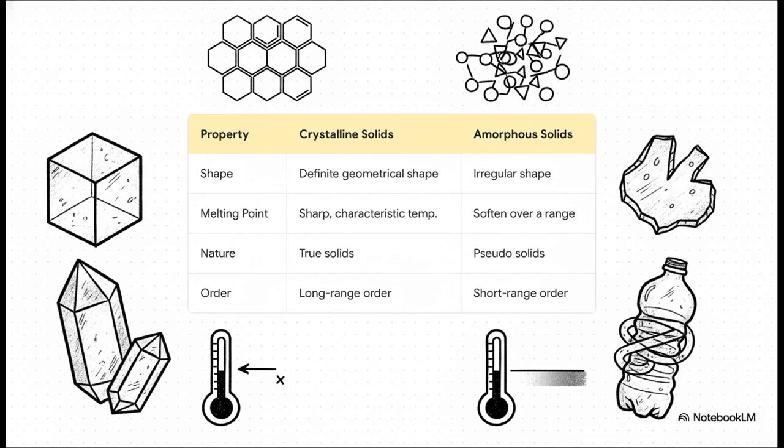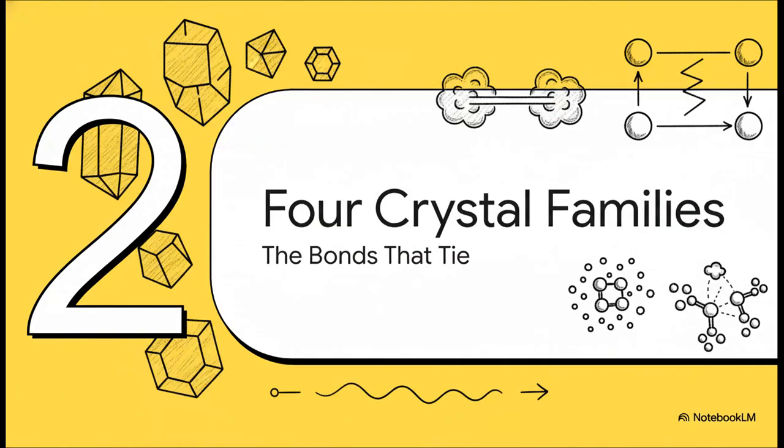Just think about melting. A crystalline solid, like a good old ice cube, has a super precise melting point, 0 degrees Celsius. Boom, it turns to water. But an amorphous solid, like glass or plastic, it doesn't really have a sharp melting point. It just gets softer and softer and softer as you heat it up. All right, so for the rest of our journey here, we're going to focus on those super orderly crystalline solids.